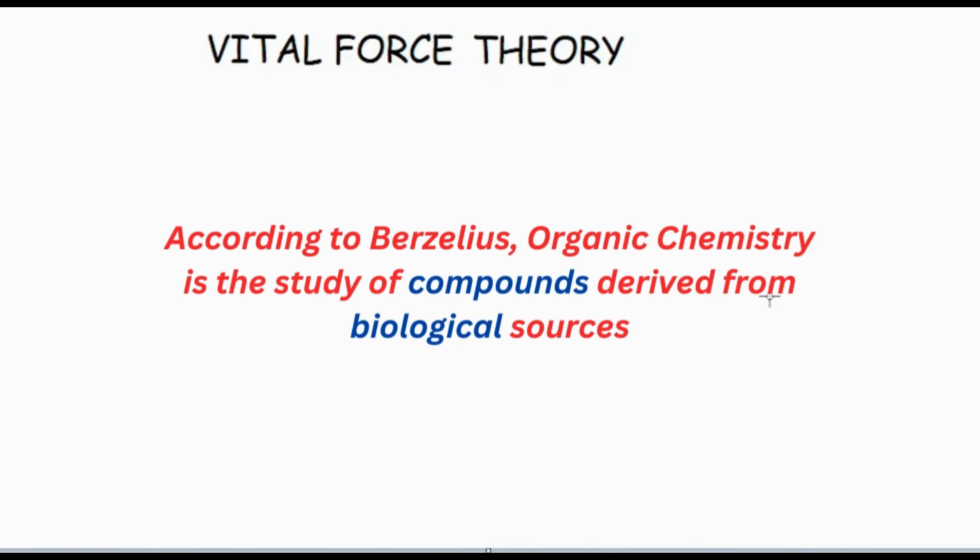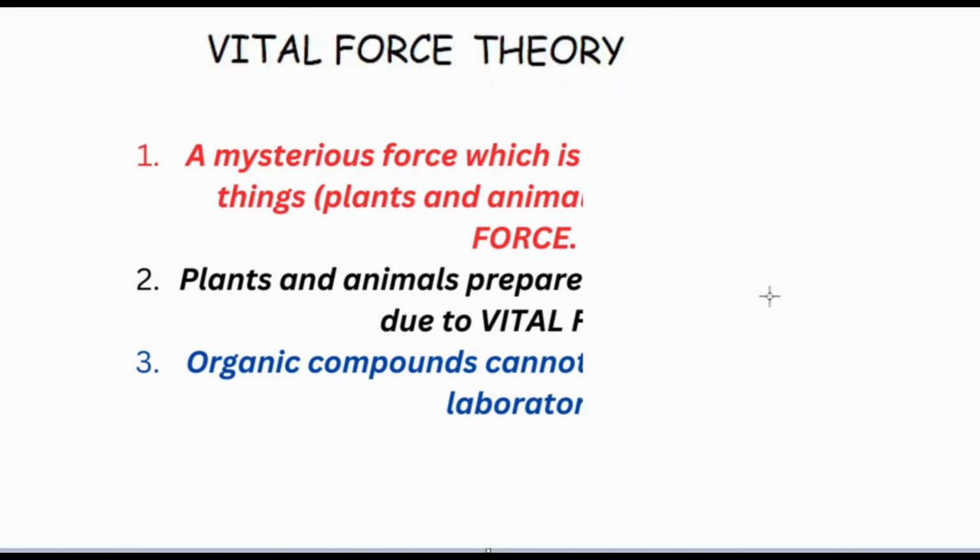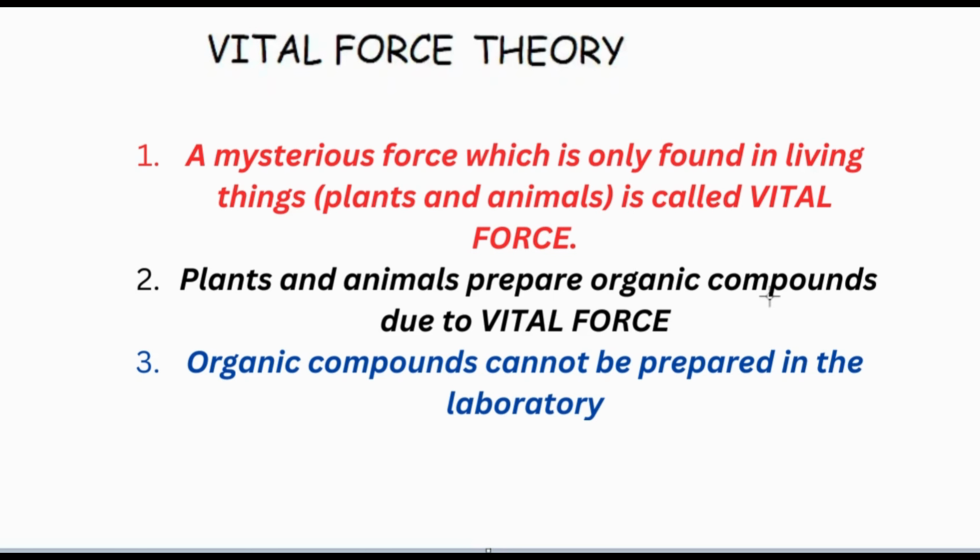In 1806, a physician by trade known as Jacob Berzelius came up with the definition of organic chemistry. He said organic chemistry is the study of compounds derived from biological sources, that is, plants and animals. And he came up with a theory known as vital force theory. He said vital force is a mysterious force that can only be found in organic material.